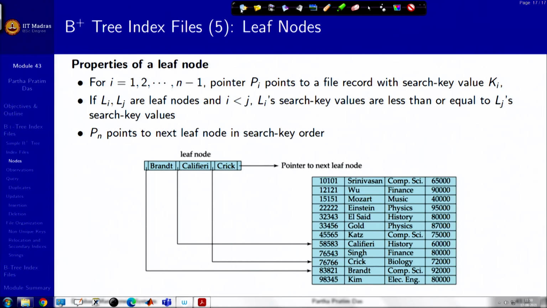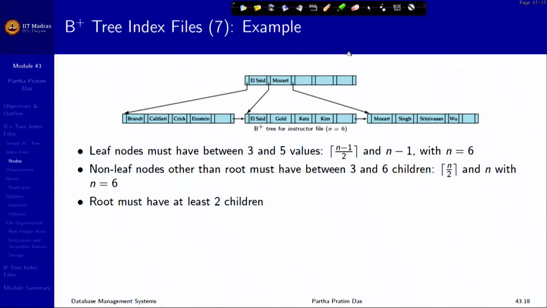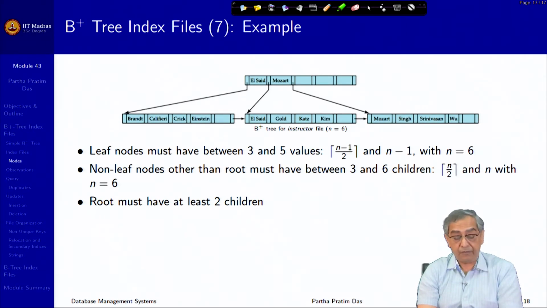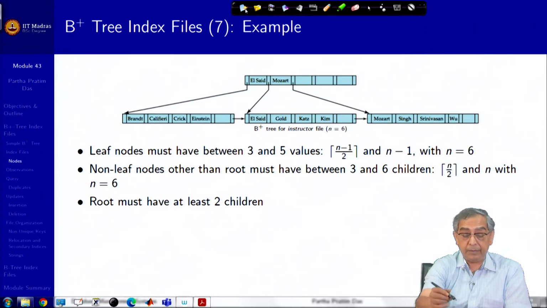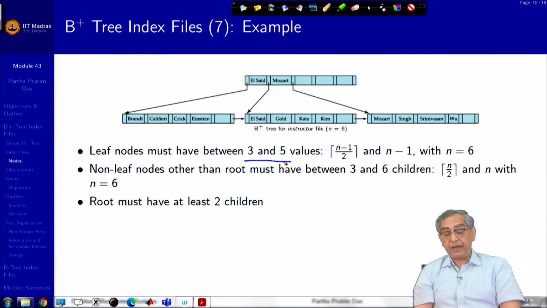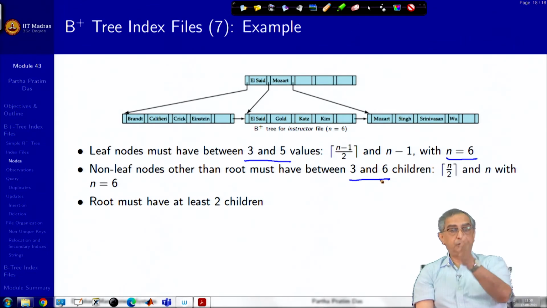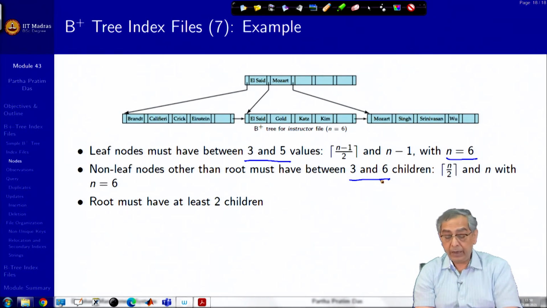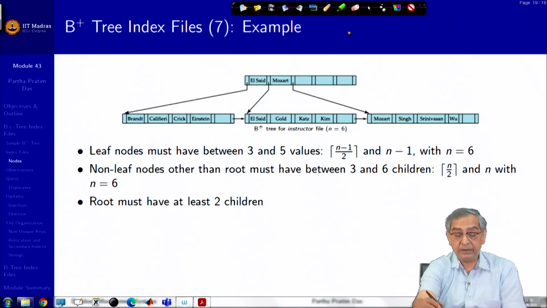We have already seen this. These are just more detailed illustrations to show you. In a non leaf node you will just have the keys and the pointers to other nodes. So, here is an example of a B plus tree index file. Leaf nodes here are mandated that they must have 3 to 5 values, that is, we are working with an n value of 6. Internal nodes must have 3 to 6 values; internal node is n by 2 to n, leaf node is n by 2 to n minus 1, and the root must have 2 children. You can see that all these are satisfied and things are in order.